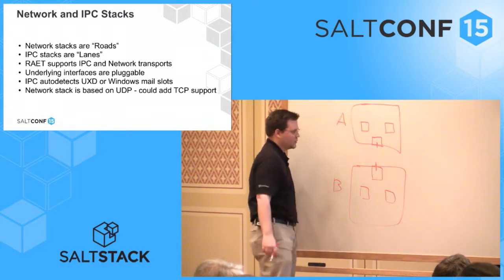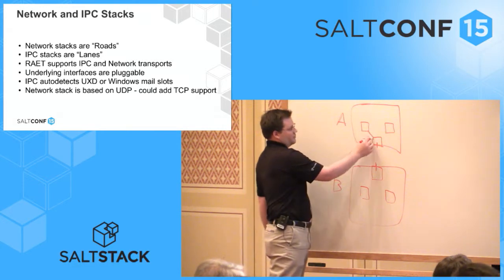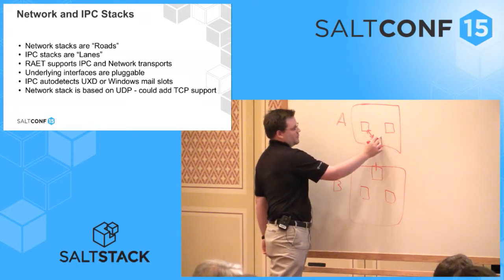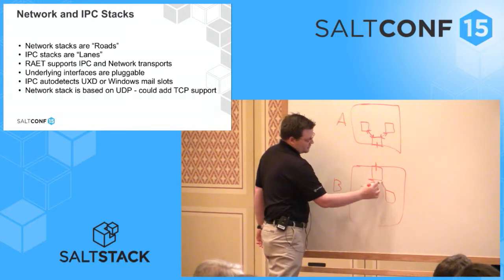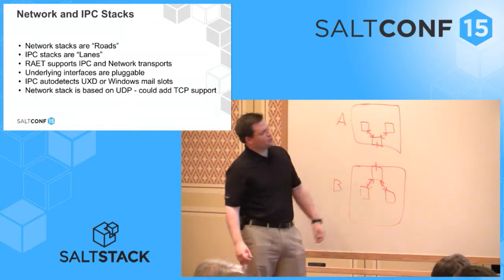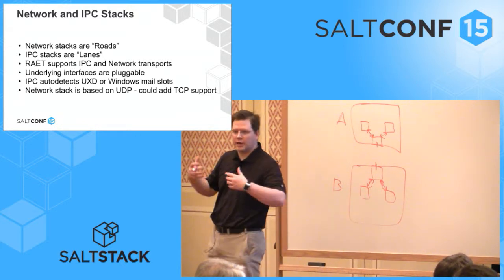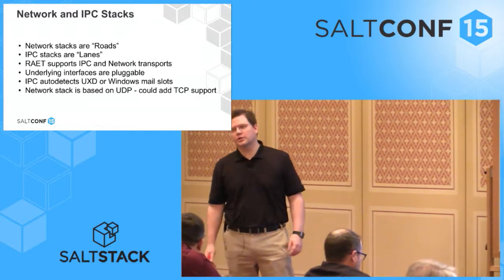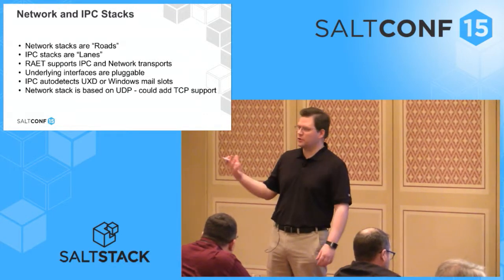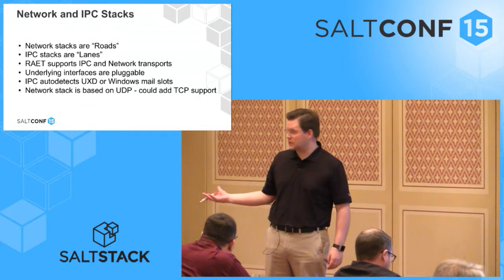And machine B has some more processes. So obviously they're using IPC to communicate in a process. So RAET abstracts in-process communication in the same way as a stack, and will automatically do platform detection and use mail slots on Windows and Unix domain sockets on a Unix-based system. Okay?